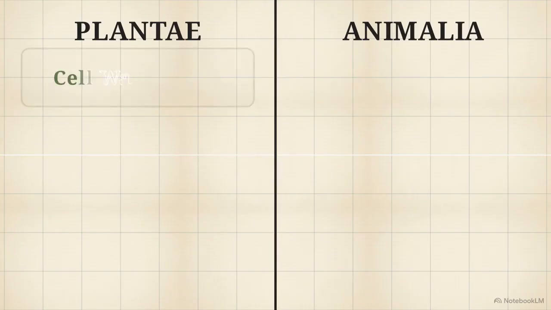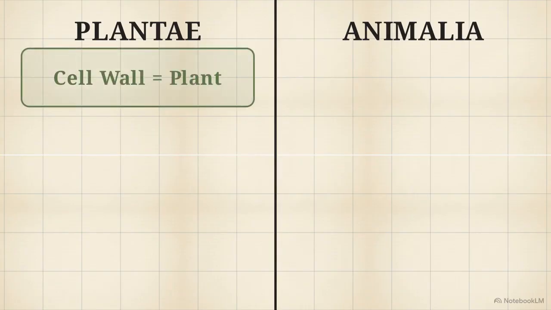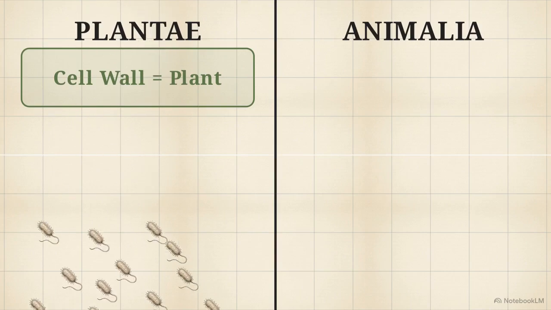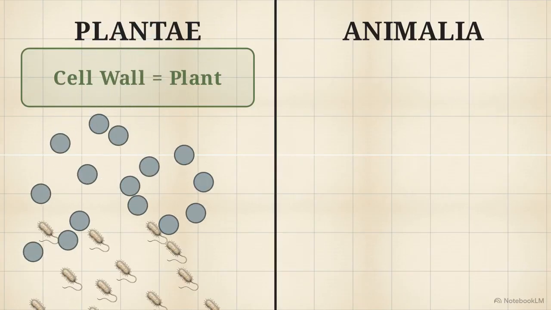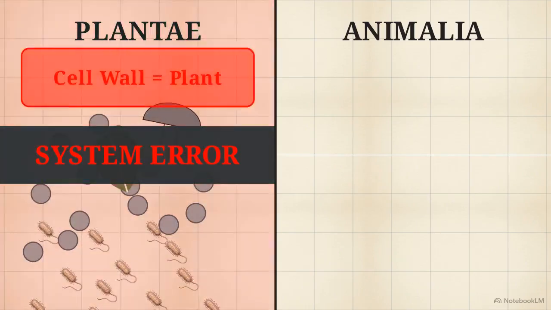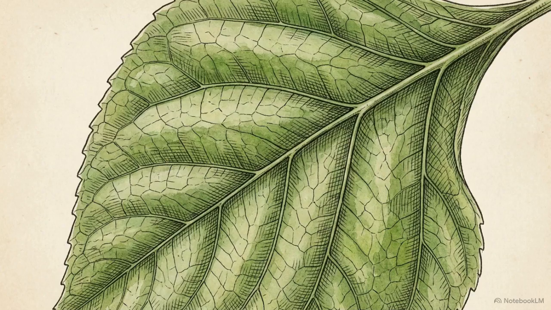If an organism possessed a cell wall, it was automatically categorized as a plant. By enforcing this single visual rule, the system forced single-celled prokaryotic bacteria into the exact same category as complex eukaryotic algae. It also grouped photosynthetic plants, autotrophs that manufacture their own food, alongside heterotrophic fungi that absorb nutrients from decaying matter. A taxonomy built entirely on macroscopic observation ignores the underlying mechanics of life.